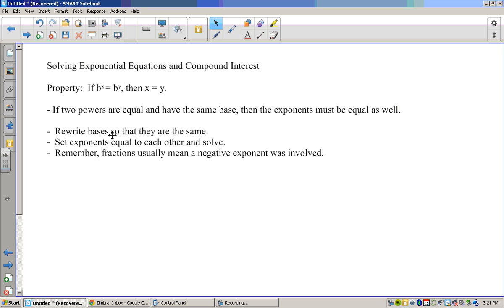So our methodology here: we need to make sure our bases are equal, so we have to rewrite our bases in some cases so that they're the same. And that will be thinking of our properties of exponents when we do that. We set our exponents equal to each other and solve.